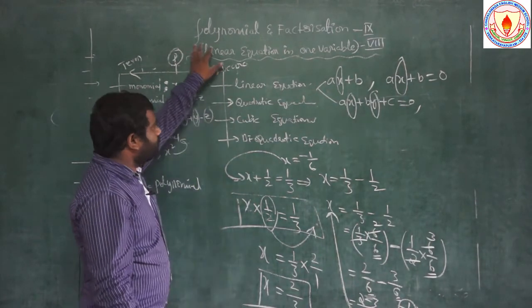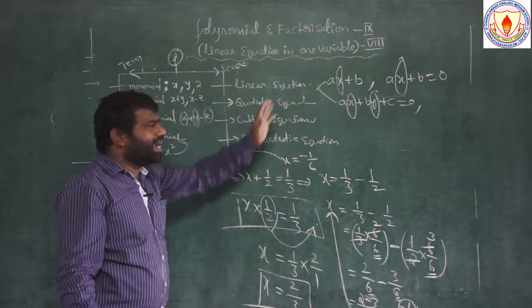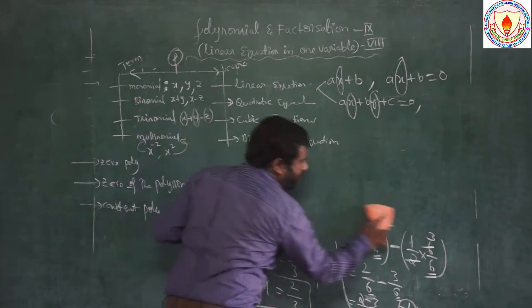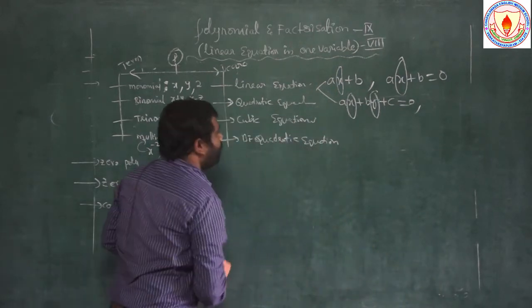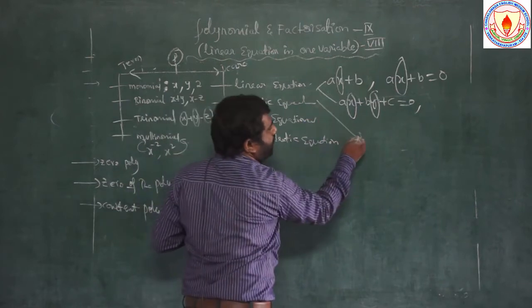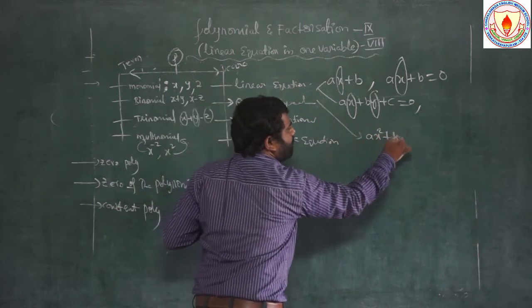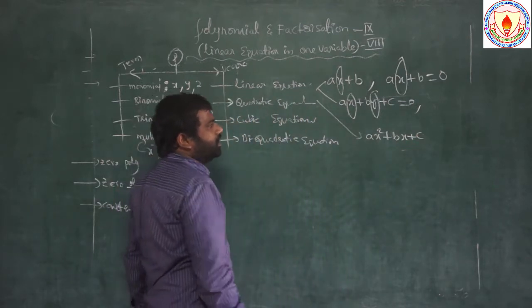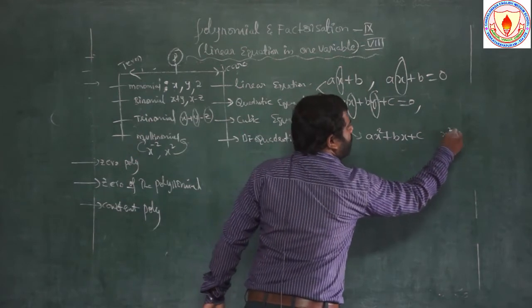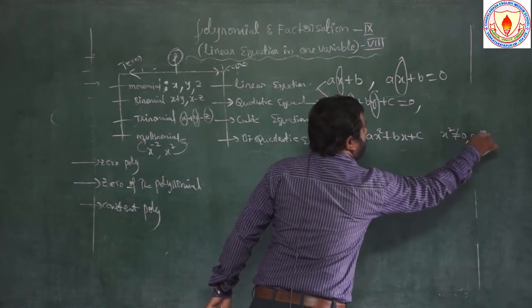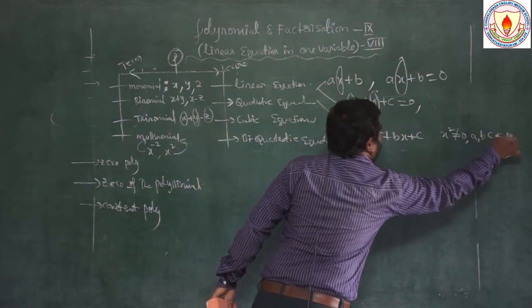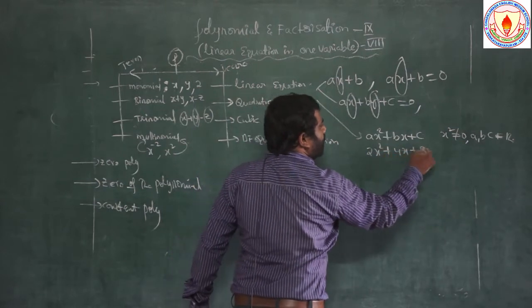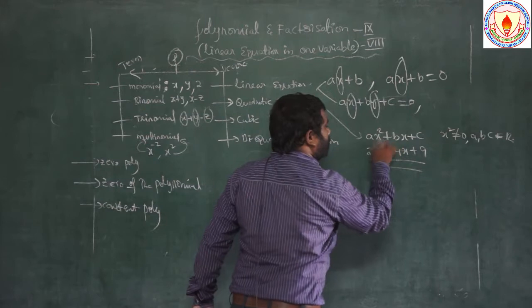So finally, next topic, quadratic equation. Next topic for 9th class, quadratic equation. It is in the form of ax square plus bx plus c, where x square is not equal to 0 and a, b, c belong to real numbers. So for example, 2x square plus 4x plus 9 equal to 0 is a quadratic equation.